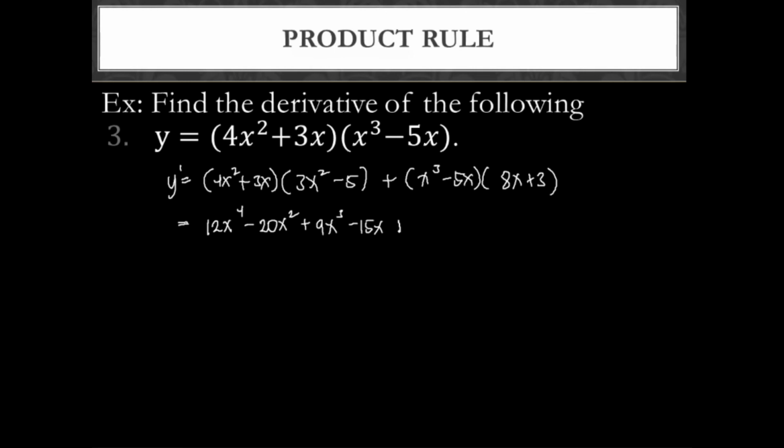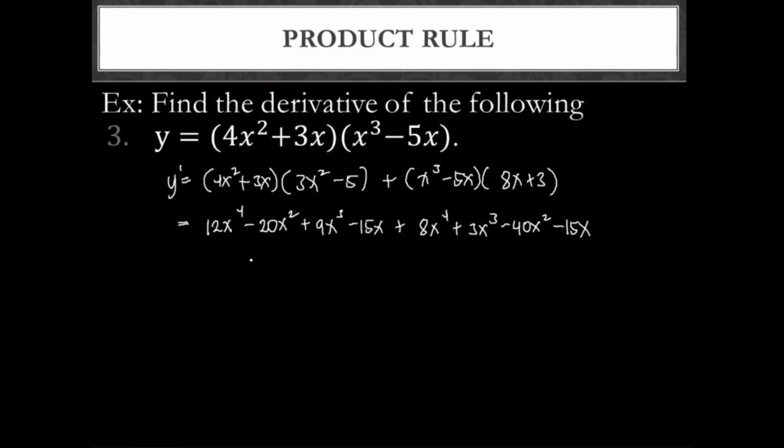Dito tayo. FOIL, again, FOIL method. x cubed times 8x is 8x raised to 4. O, outer terms. x cubed times 3 is 3x cubed. And then I, inner. Negative 5x times 8x is negative 40x squared. And then last, negative 5x times 3 is negative 15x.